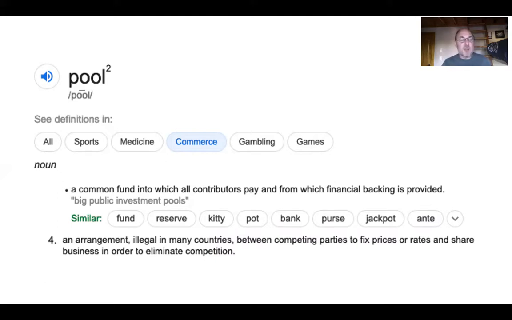Now we've got a circular definition here. A common place where a bunch of different people, a bunch of contributors, put in some financial capital in order to go do that thing that the fund is set up to do. And we're not talking about definition 4 there. So this is not a cartel. It's not a trust. This is not something that we're doing to set prices or anything like that. It's just a structure where we can pool some capital together for a common purpose.